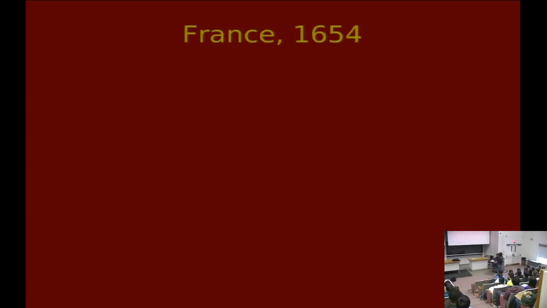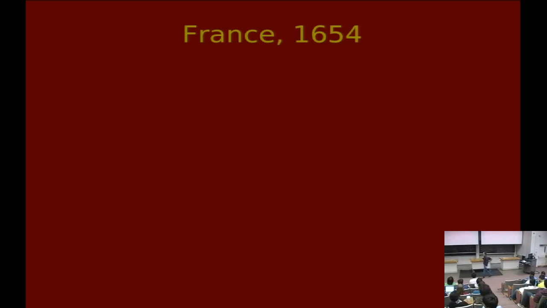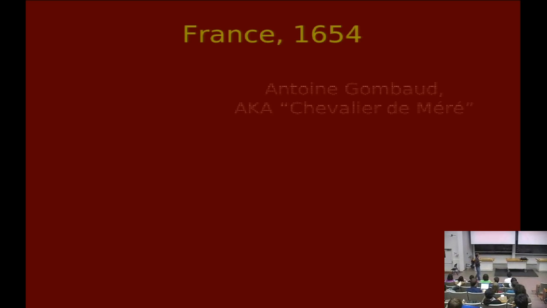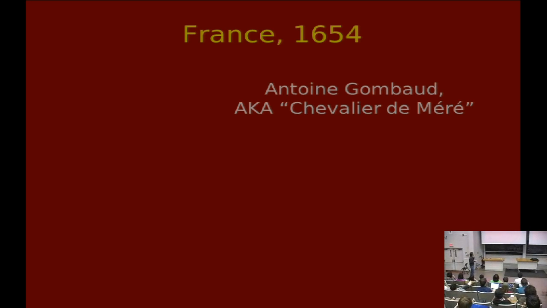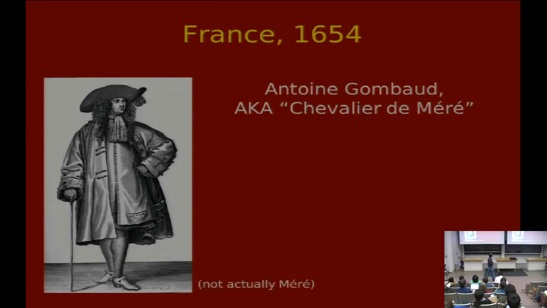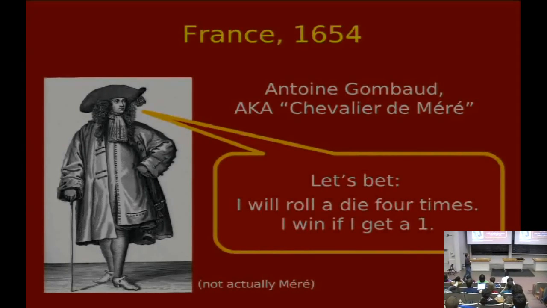Okay. Let's see. So, now I remember the point of this anecdote. So, let's cast our minds back to France in 1654, which is when probability as a mathematical discipline began. And there's some dude called Chevalier de Méré, and I tried to find a picture of him, but I couldn't, so this is just some dude. I guess he was a high society dude, and he would go around to his high society friends and say, let's play a betting game.